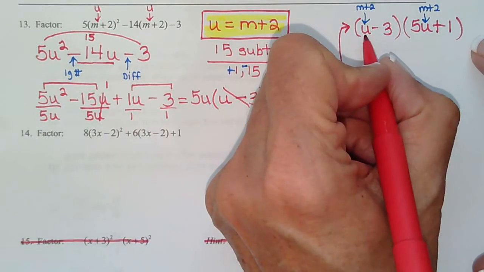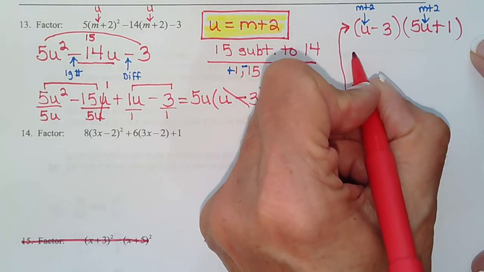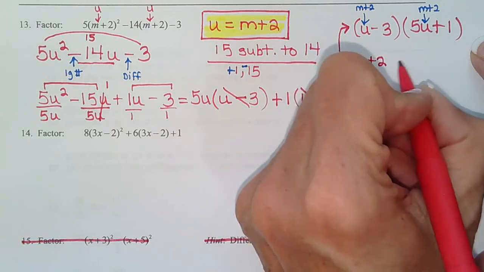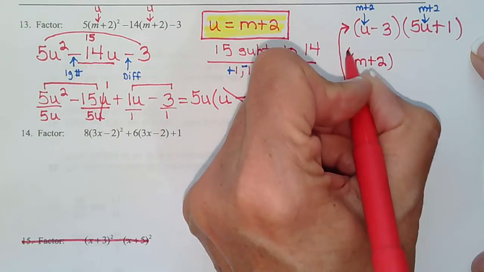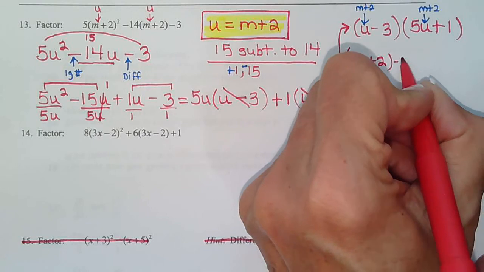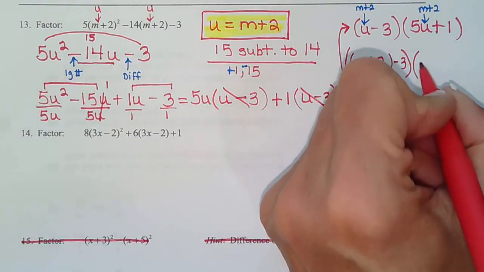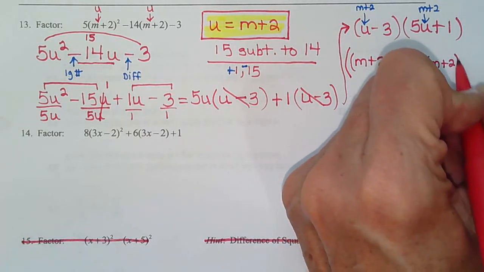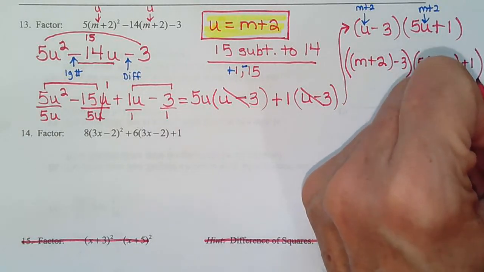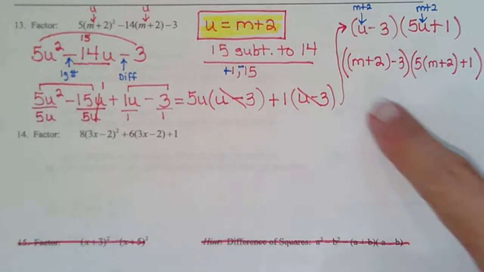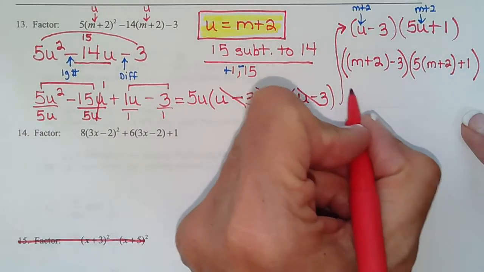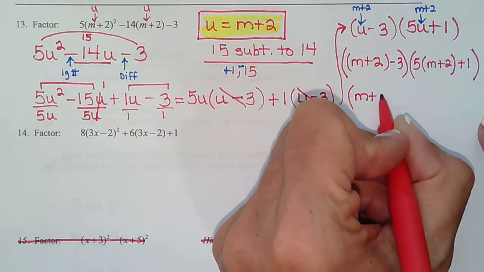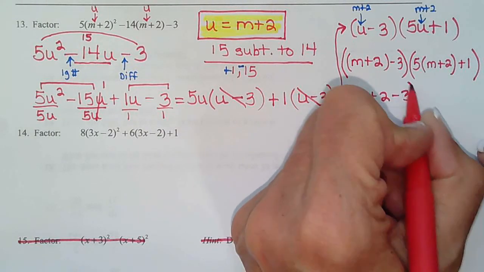So that would be, well, here there's no number in front, but we can go ahead. They did it on the example. So m plus 2 minus 3. And then the second one would be 5 parentheses m plus 2 plus 1. So that leaves us with this one. The parentheses aren't needed, so we can just drop them. M plus 2 minus 3.